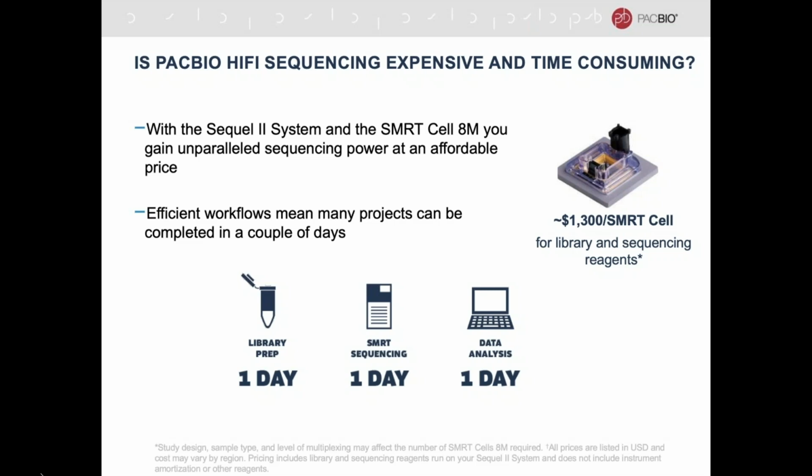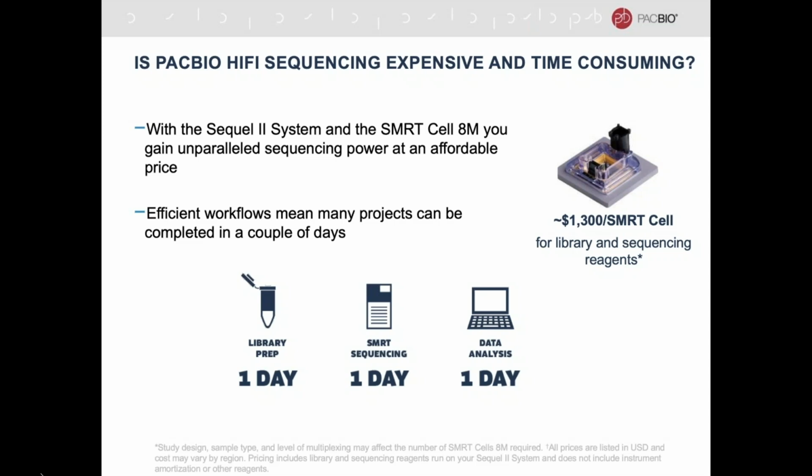We have very efficient workflows for you, starting with our library prep. We have one template prep kit that can be used across the board for multiple applications and a one-day library prep. The sequencing is generally done in one day, and our data analysis is very fast. You can actually do most genome assemblies with HiFi data in under a day. And in terms of cost, we've really brought down the price of sequencing with our Sequel II system. Per SMRT Cell, the cost is about $1,300, and that is included with library prep and sequencing reagents.